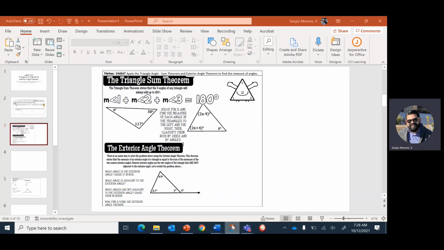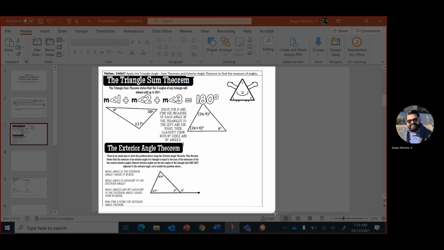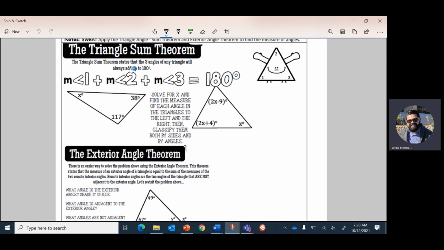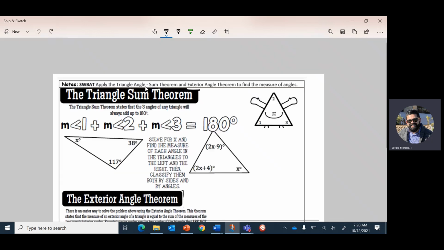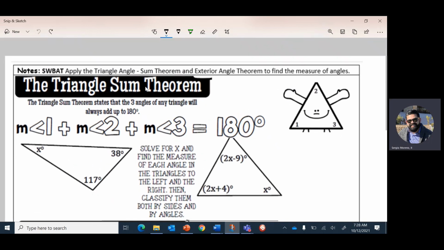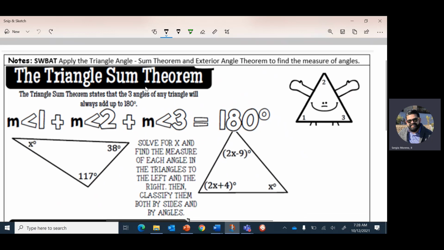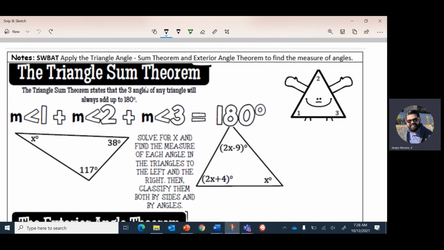All right, so here's the meat of what we're going to be dealing with today. So the two theorems, both the triangle sum theorem and the exterior angle theorem. Let's go through those one by one. So the triangle sum theorem is probably one that most of you understand, at least in some form. I'm going to change my color here. The triangle sum theorem states that the three angles of any triangle will always add up to 180. Okay, so that 180 part, that's any triangle in the universe, all its angles add up to 180.